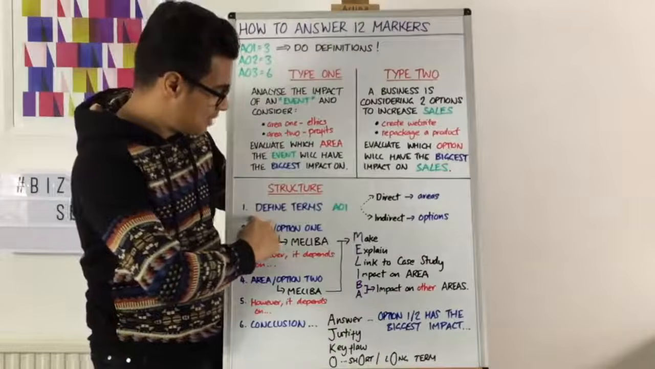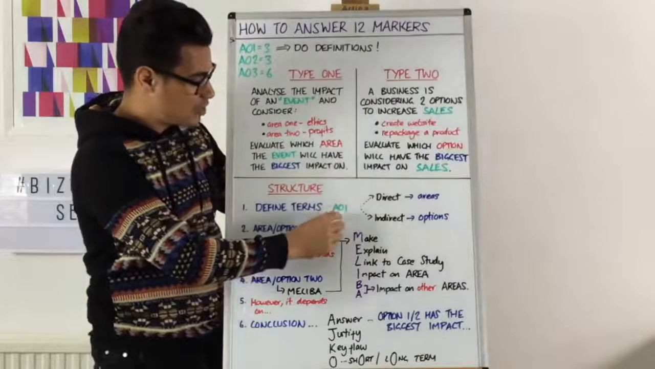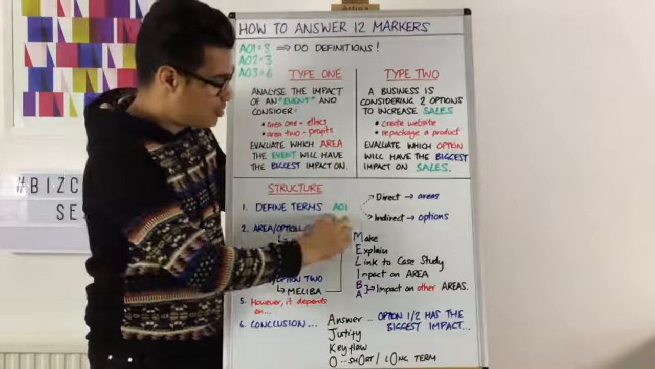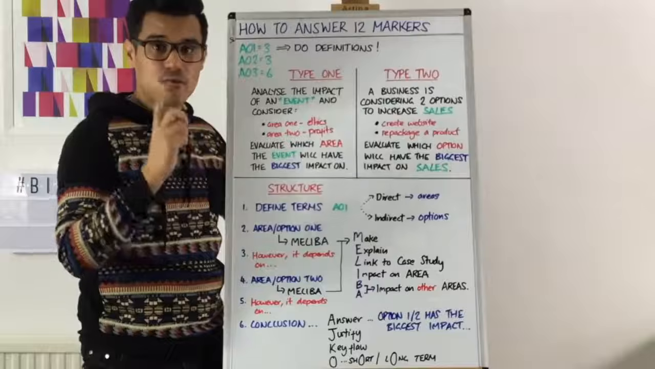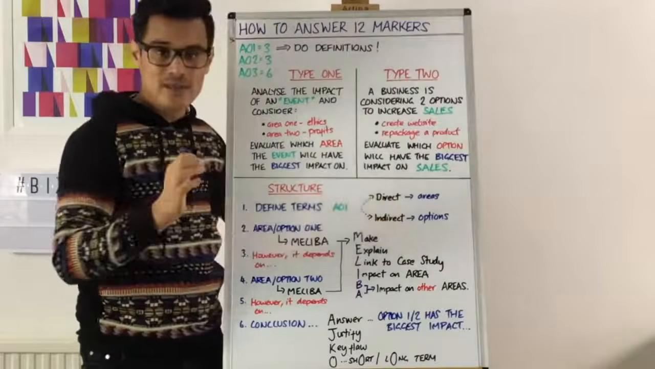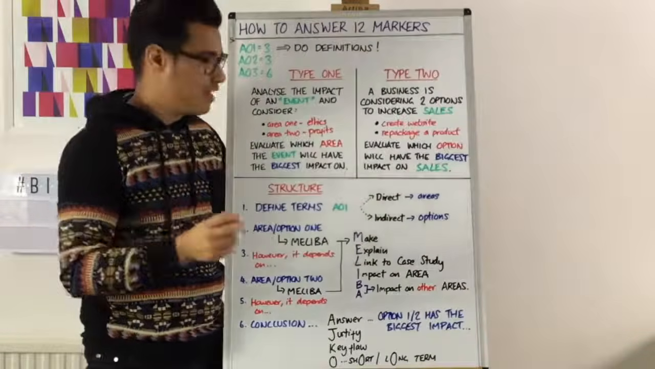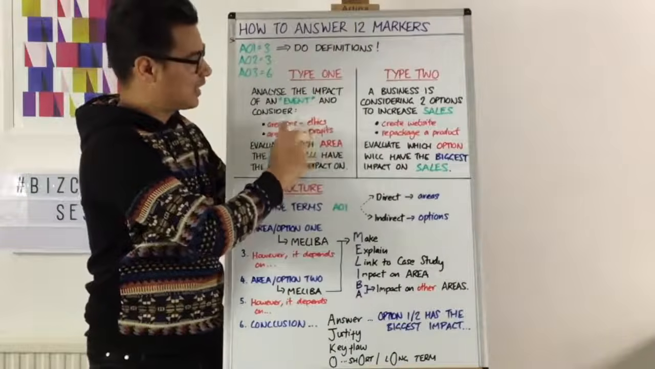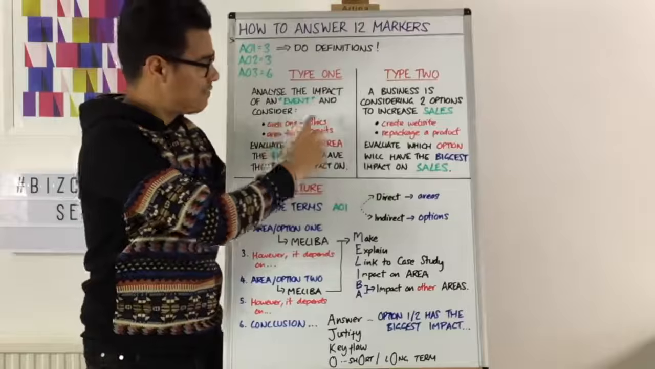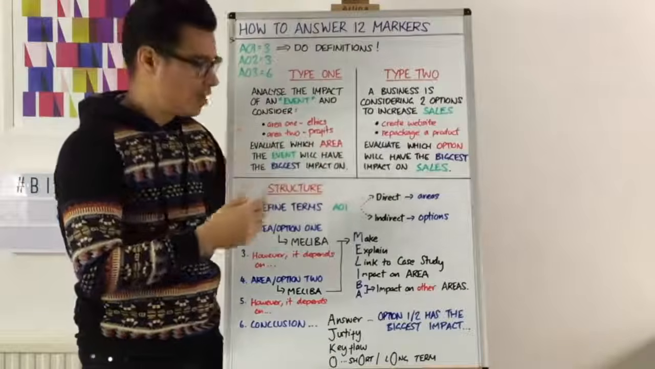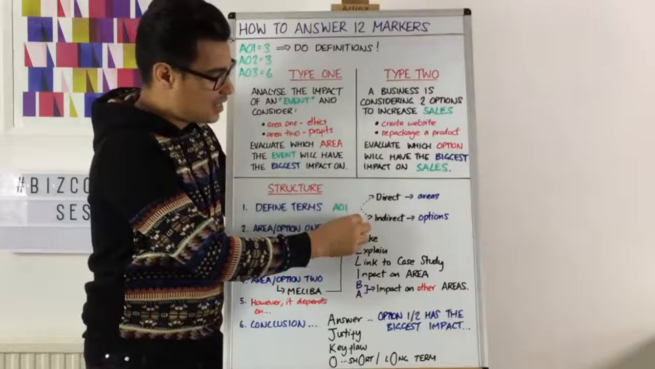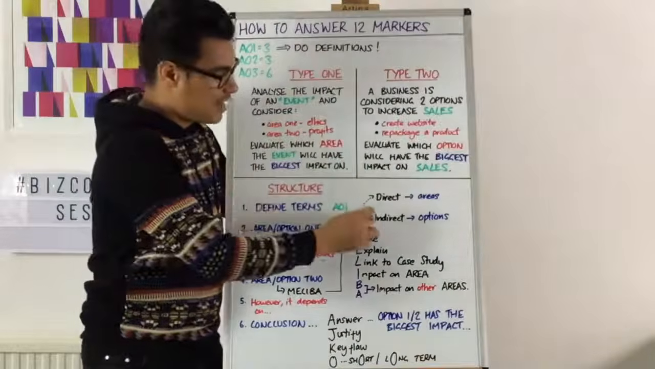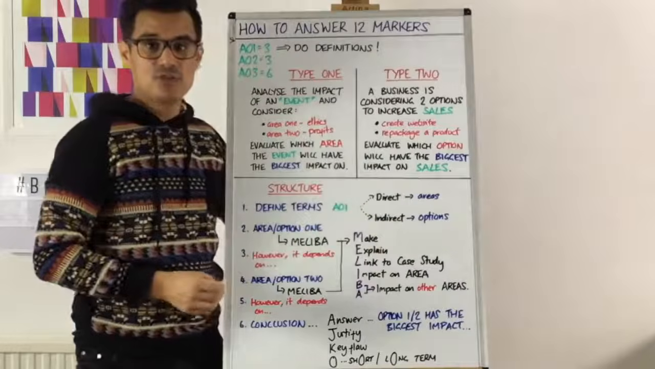So step 1 is define the terms, because that's where you're going to get your AO1 marks from, those 3 marks for AO1. So define the terms, but be careful here. You either get direct or indirect definitions. And what I mean by that is that when it's areas, like in type 1, it seems that there's a clear definition. You just define ethics or you define profits in this example. But in some cases, more common in type 2, where you're given options, then it might be an indirect definition that you need to give.